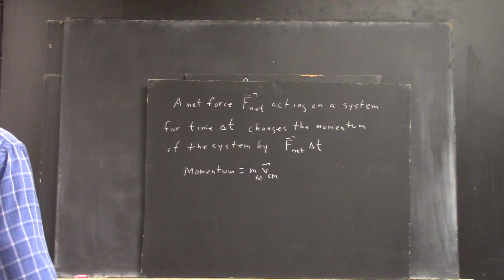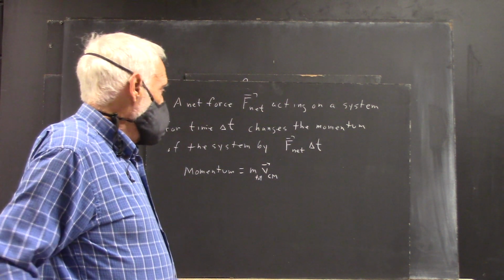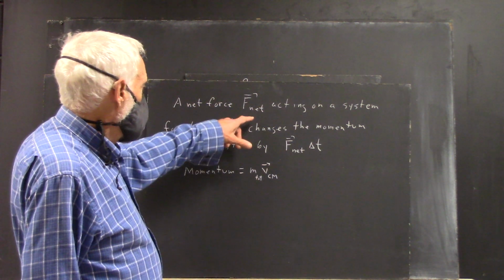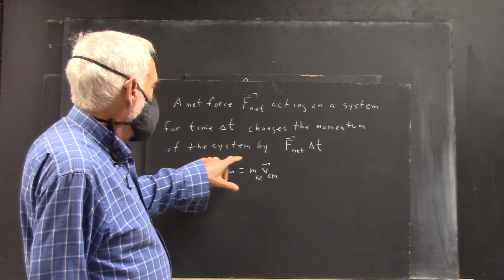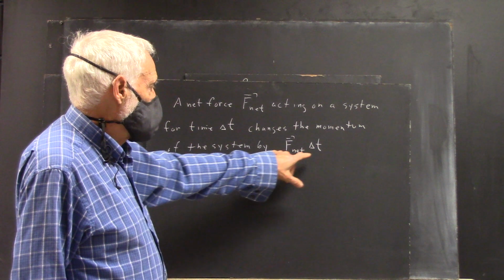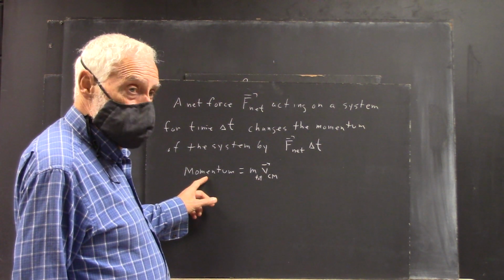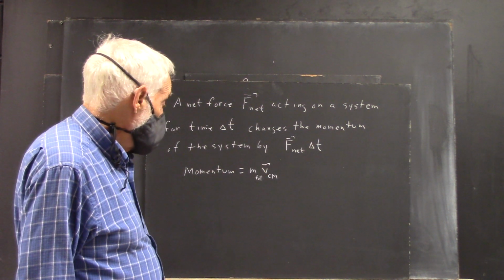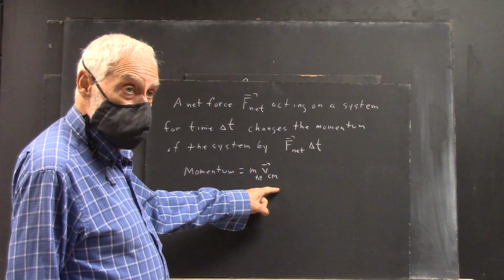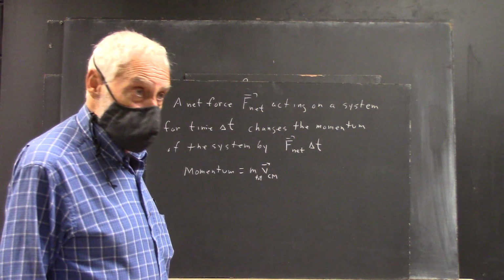Okay, we want to talk a bit about collisions. First of all, I think you're going to see it in the homework for next time. A net force F net acting in a system changes the momentum of the system by F net delta T, where the momentum of a system is the total mass, the mass of all the particles that make up the system, times the velocity of the center of mass. And these are vector quantities, unlike kinetic energy.